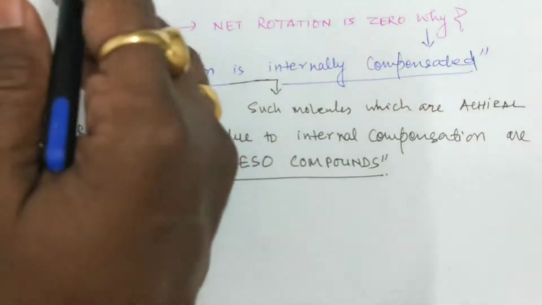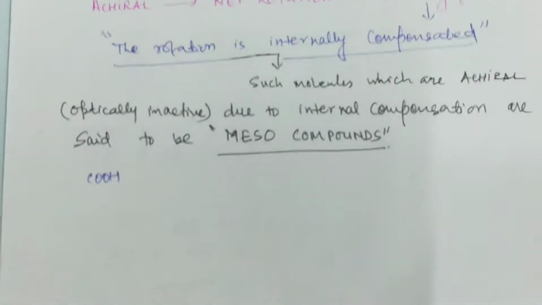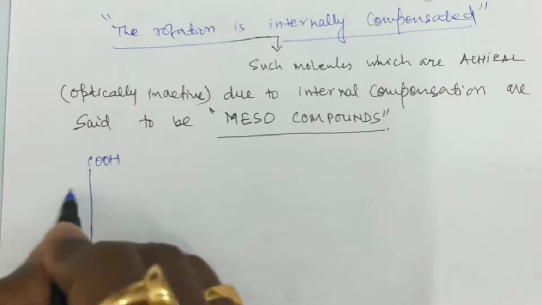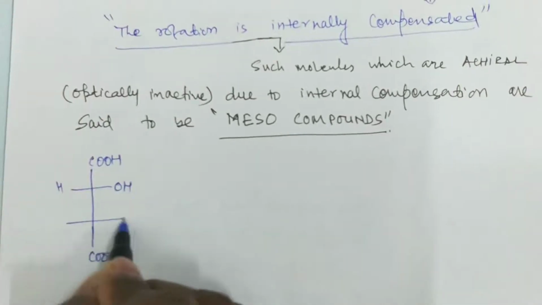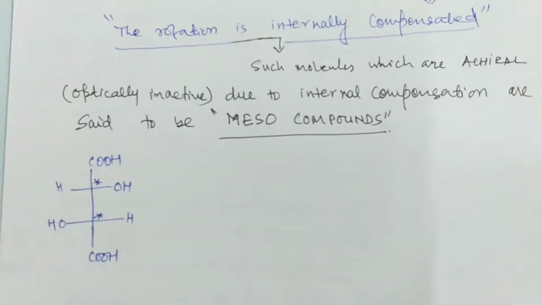Only then can you get this kind of situation. Now, one other orientation of this molecule is possible: COOH, OH, H, H, OH, COOH, right? You have two stereogenic centers. Now, there is no plane of symmetry in this molecule. Suppose you pass an imaginary plane, the molecule is bisected into two parts, but both parts are not mirror images of each other, because the mirror image of OH is not H, and the mirror image of H is not OH. So there is no plane of symmetry.